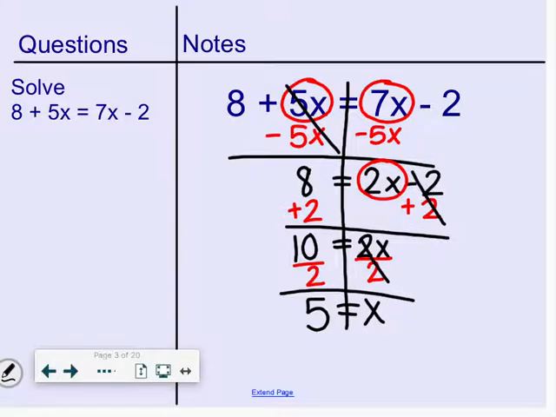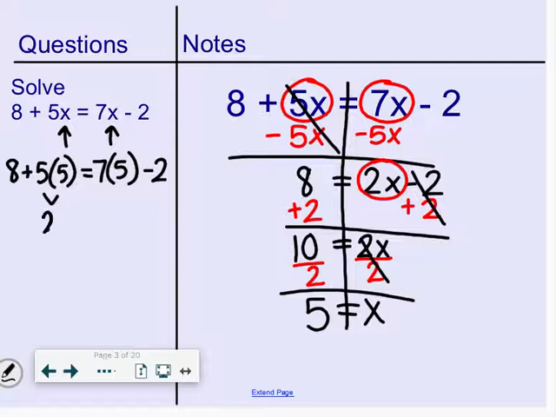Remember, you can substitute it back in where the x's are to make sure that it's correct. This is not required. This is just for the people who want to be certain they found the right answer. 5 times 5 is 25, plus 8 is 33. On the other side, 7 times 5 is 35, minus 2 is also 33. So I know by checking that 5 is the correct answer.